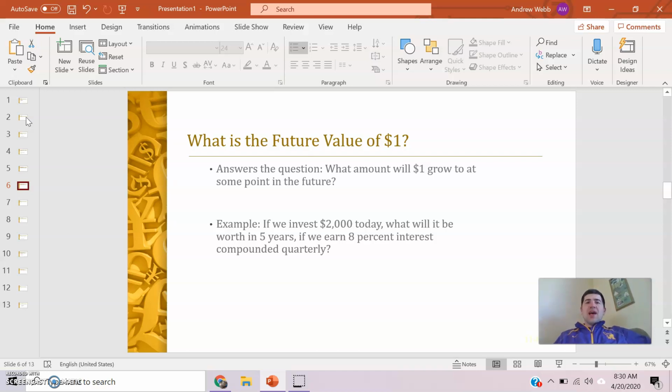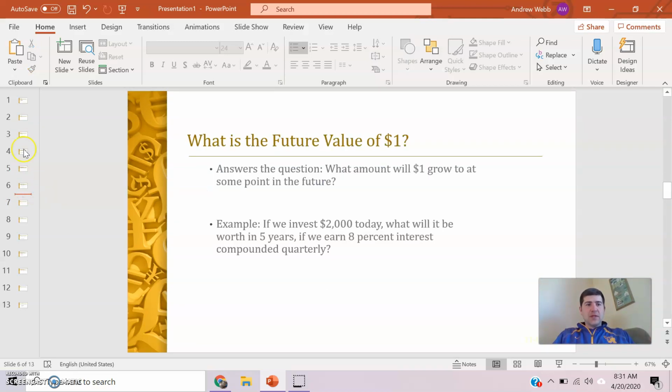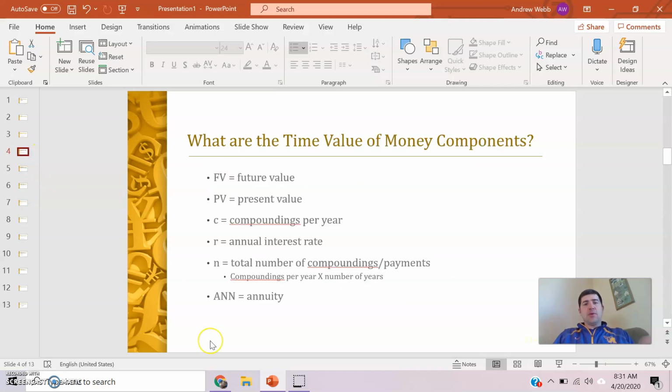The first thing we're going to look at is what is the future value of a dollar? What is a dollar going to grow to in the future? If we invest $2,000 today, what is it going to be worth in 5 years if we have 8% interest compounded quarterly? How do we figure that out? You need to figure out what all the different pieces are. That's going back to the slide of the time value of money components, figuring out these different things.